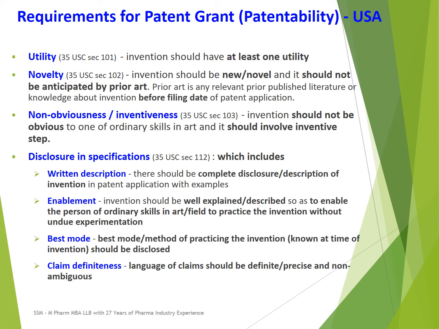Let us understand with an example. Suppose two drugs are used together. A doctor is prescribing drug A and B together. Now somebody comes with a combination of those two drugs in one formulation or in one tablet and files for patent application. He will not get the patent because it is obvious to combine these two drugs in one formulation because both are being used together. So that will become obvious. So your invention should be non-obvious and it should involve at least one inventive step.